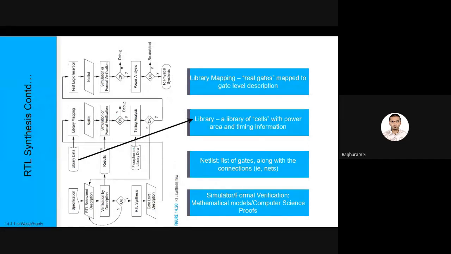What we were trying to say was, what is the need for this library mapping step? The problem is, there's no guarantee that whatever logic gates this step has produced are available in our library. Library is, like I said, a collection of cells. Cells is nothing but an older name for gates, and cells are equivalent. So we don't start with nothing.